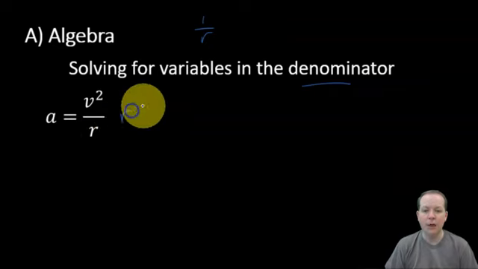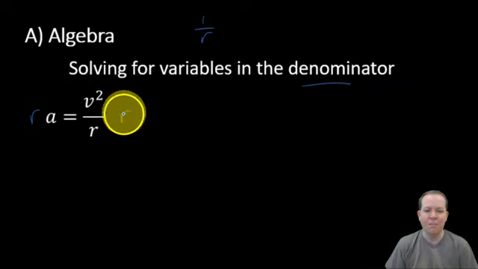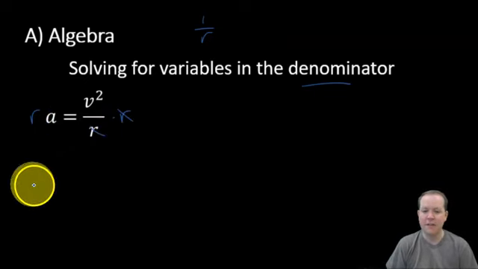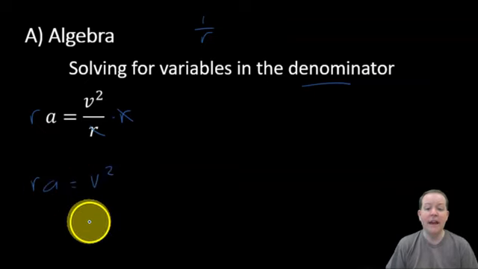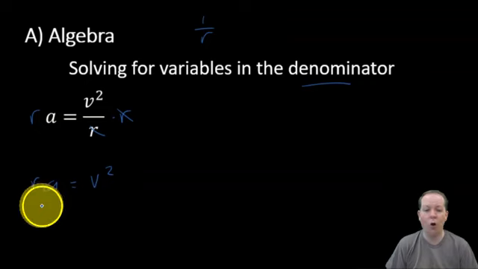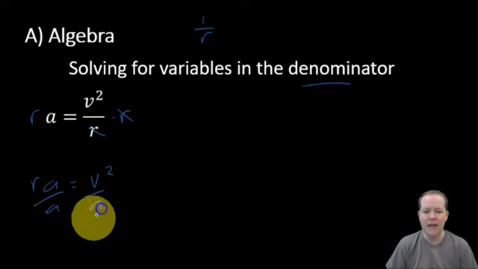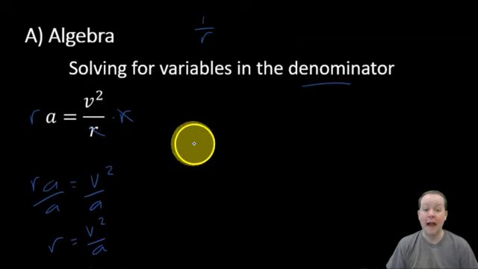So if you multiply both sides by r, the right side is basically like r is in the top, so I have r divided by r. That cancels. And of course, from algebra, if I multiply the right side by r, I have to multiply the left side. That leaves me with r times a equals v squared. Then to solve for r, I divide both sides by a. Bam. r is equal to v squared divided by a. That's how you solve it.